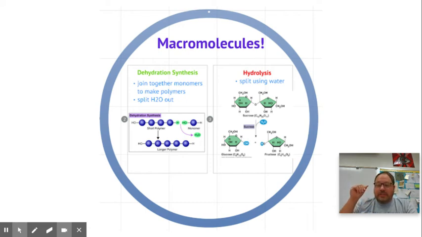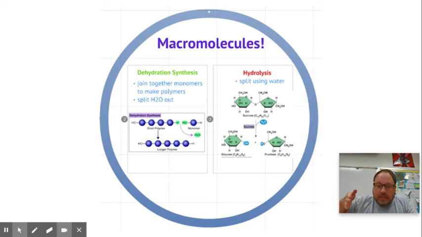Again, you start to digest them mechanically with your teeth. You digest them chemically with your saliva and the acids and enzymes in your stomach and intestine. And then when it's broken down through hydrolysis reactions, you absorb those nutrients into your bloodstream and then send them to your cells. Within your cells, your body performs dehydration synthesis reactions.